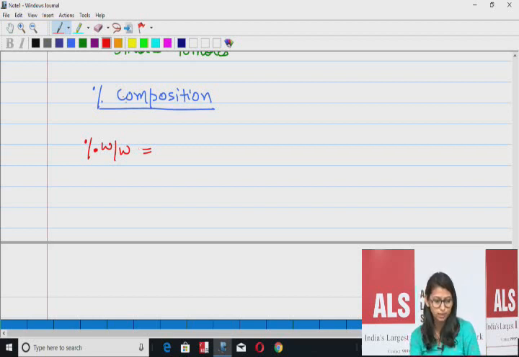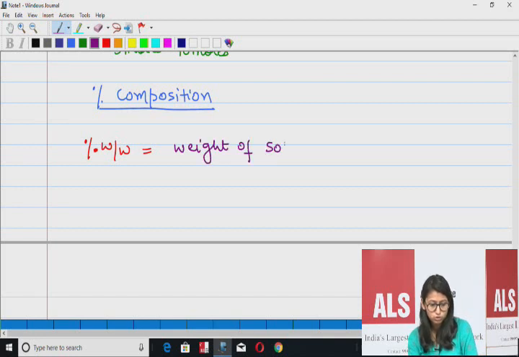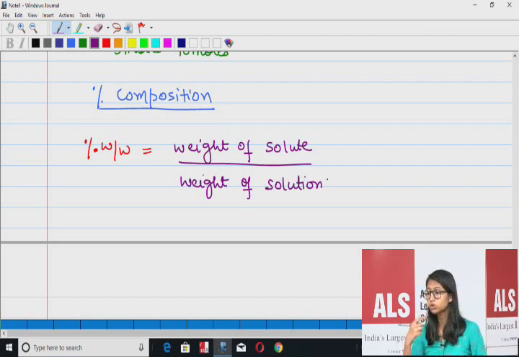G value doesn't matter. So I am saying it will be weight of solute divided by weight of solution, okay? So it's always solute by the solution into 100. Note it down.